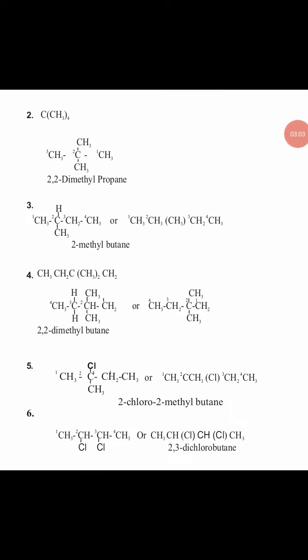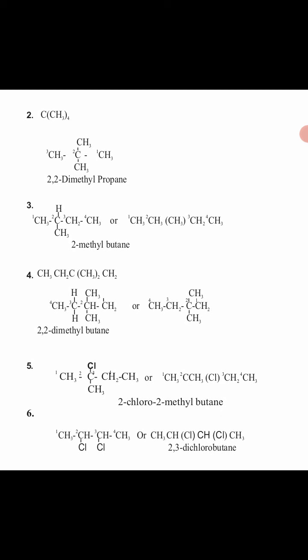Okay, look at number two. You have C, then CH3 in brackets, then four. That means you have four CH3. How do you draw this one? Very simple. You draw your carbon atom, then you bond the CH3 groups to the carbon atom since they are four in number. How do we name this?